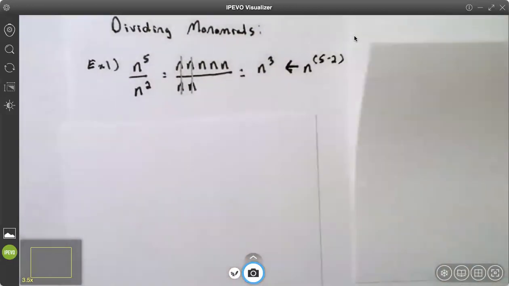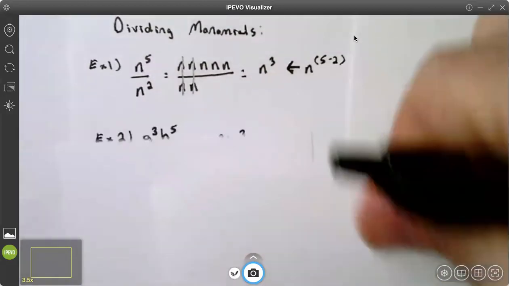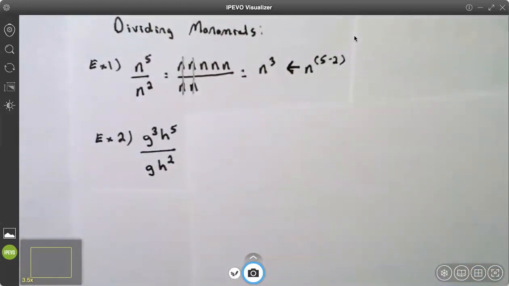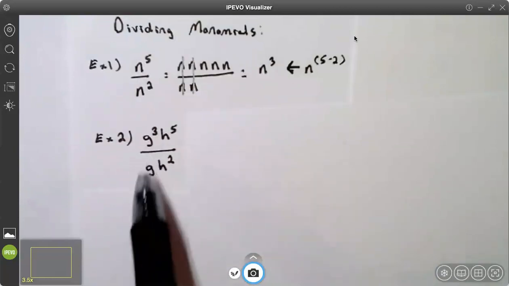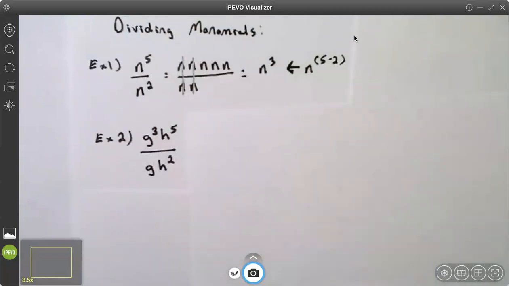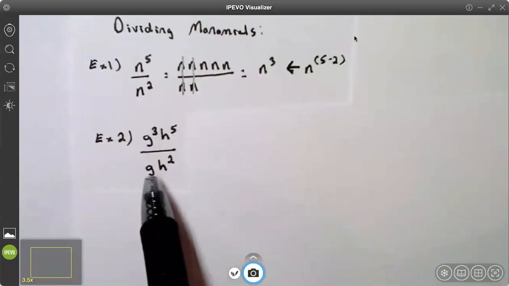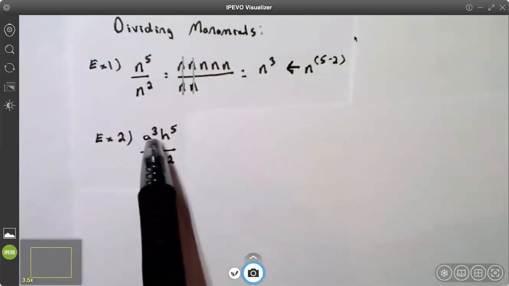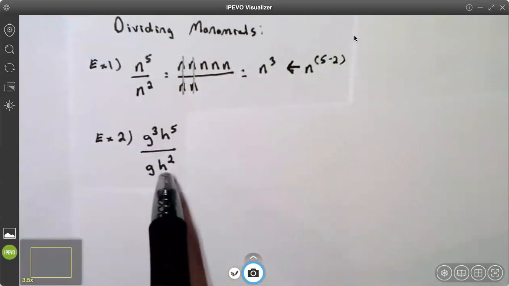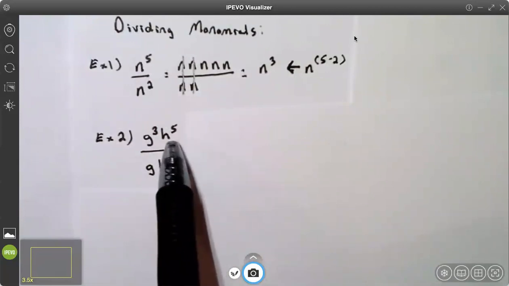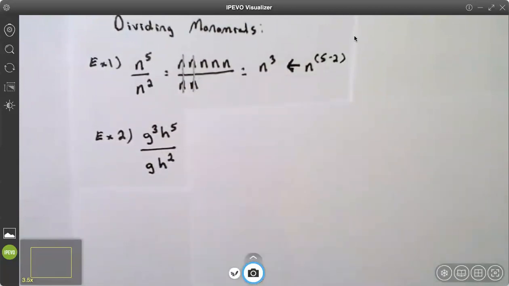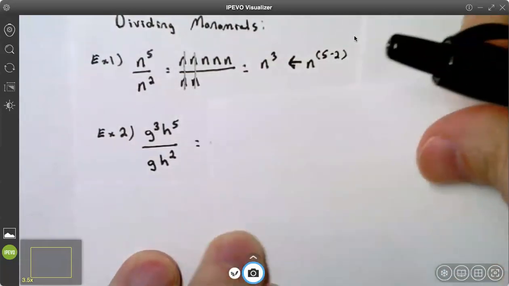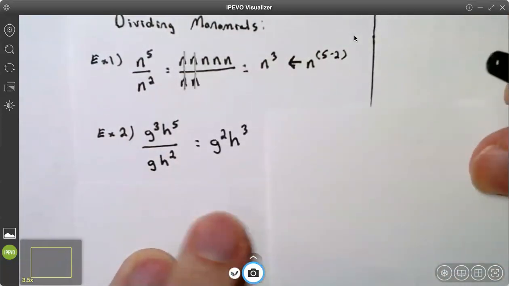Let's look at another one. Here I have bases of g's and bases of h's. On the g's, I have 3 on top, 1 on bottom. If I started canceling out, I would cancel one of these out and leave me with 2 on top. These two h's would cancel 2 of these out and leave me with 5 on top, just like here. But that's not really the way I have to look at it. I can just subtract. On my g's, 3 minus 1 is 2. And on my h's, 5 minus 2 is 3. And that is my answer.